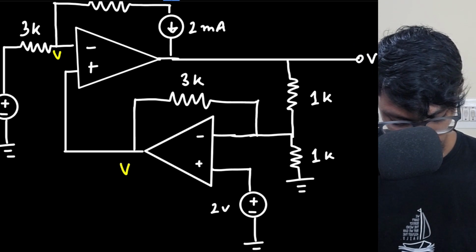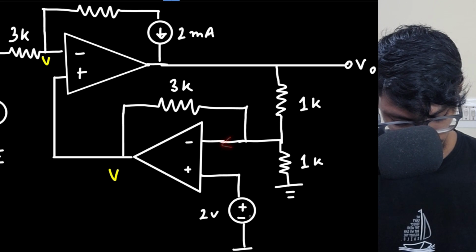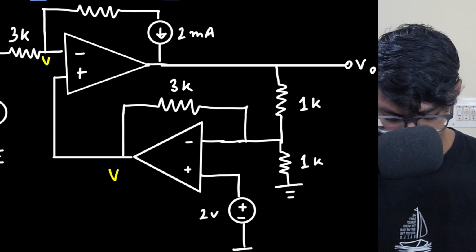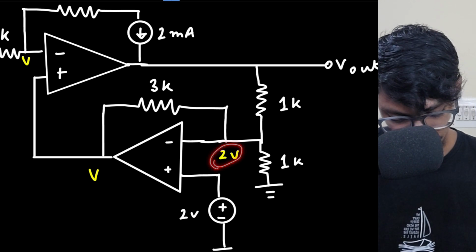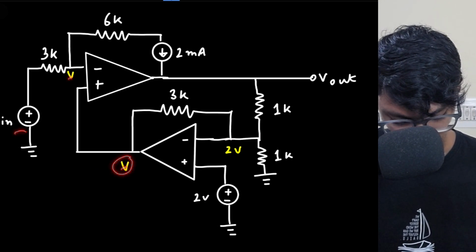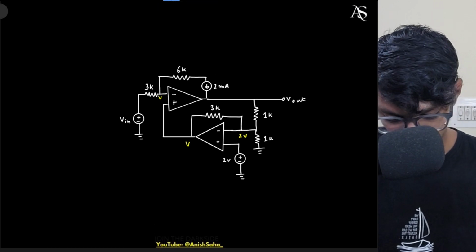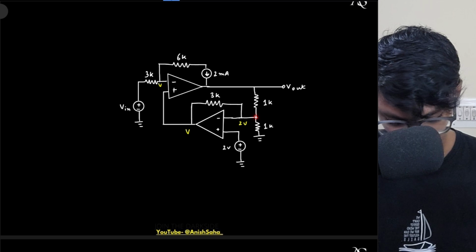And no current will flow through here as well. This is 2 volts, and this also will be 2 volts, as VGC is applied. So from here we can find a relationship between V and V in. What kind of relationship? First of all, I will write a KCL at this particular node. If I write a KCL at this node, what will I get?